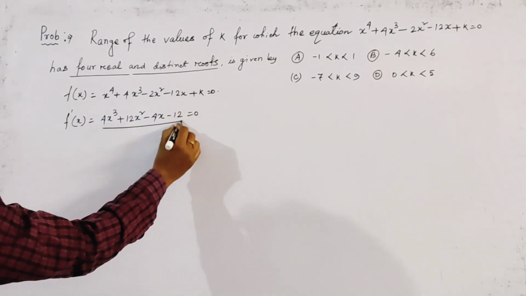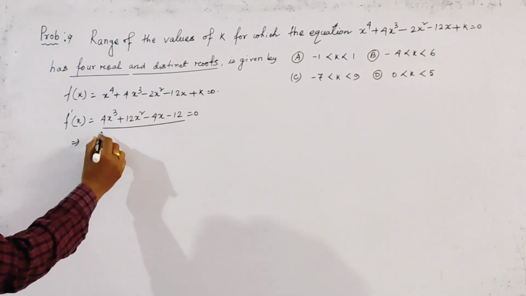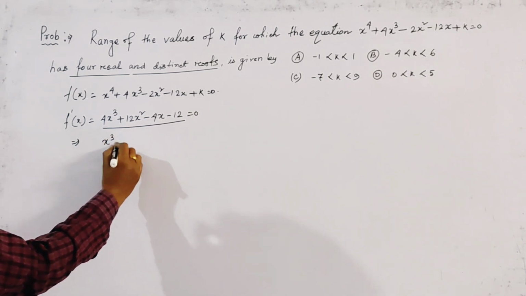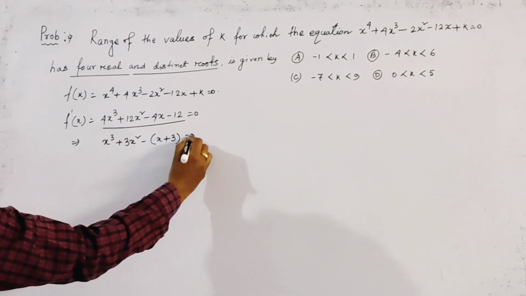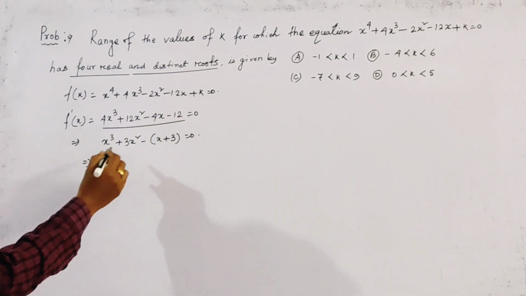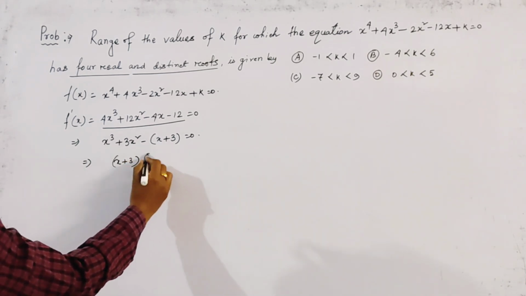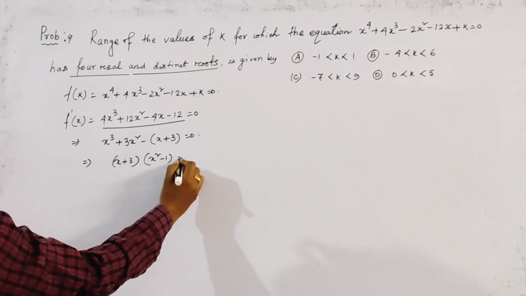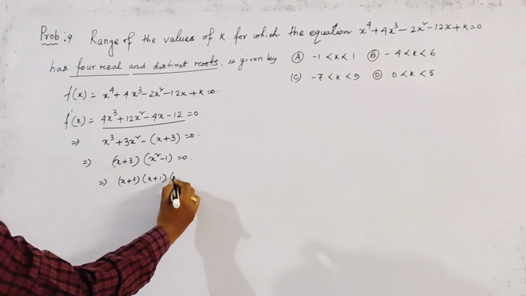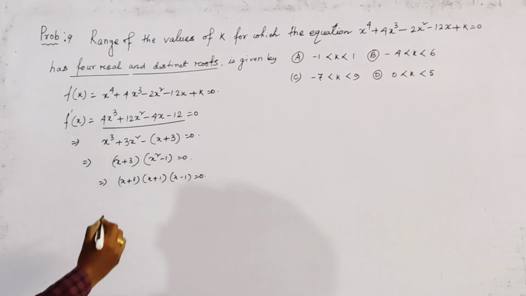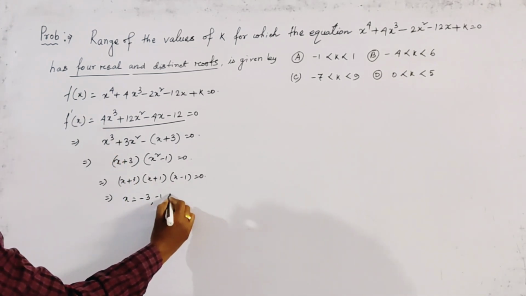Now we try to factorize the equation f'(x) = 0. Taking 4 common, we get x^3 + 3x^2 - x - 3 = 0, and it easily factorizes into 3 factors. The first factor is x + 3, and the second factor is x^2 - 1 = 0. So we get (x + 3)(x + 1)(x - 1) = 0, and the roots of this equation are x = -3, -1 and 1.